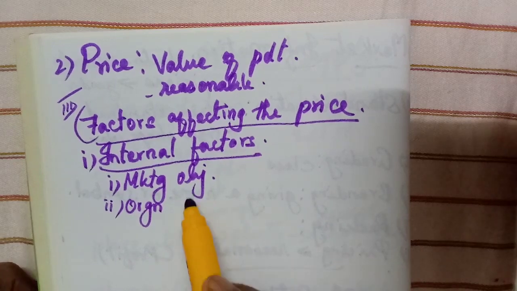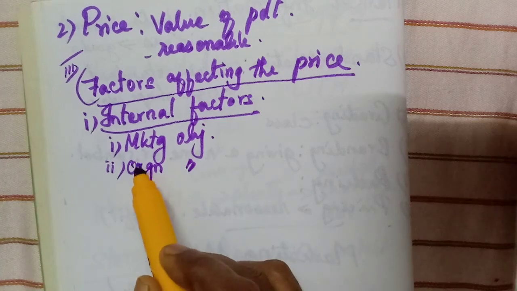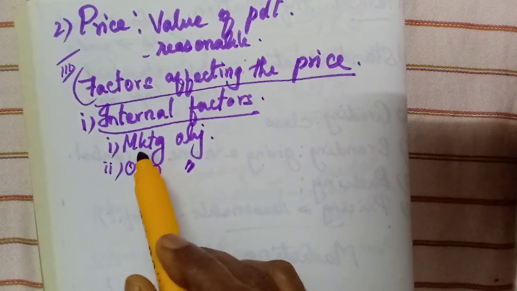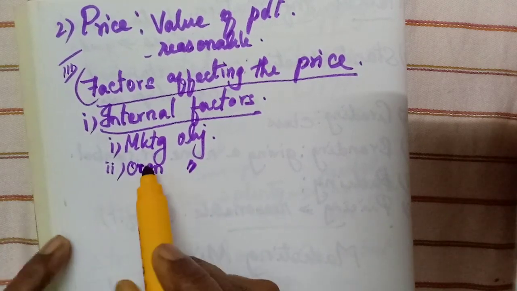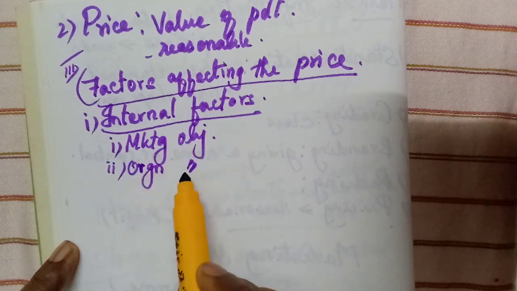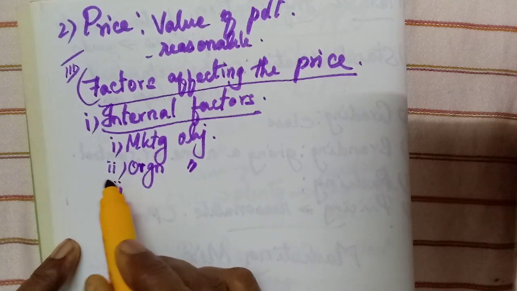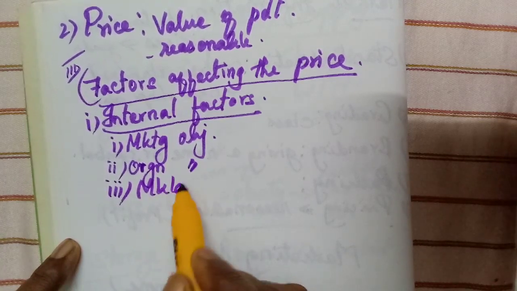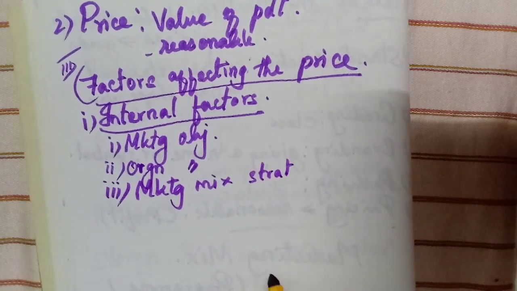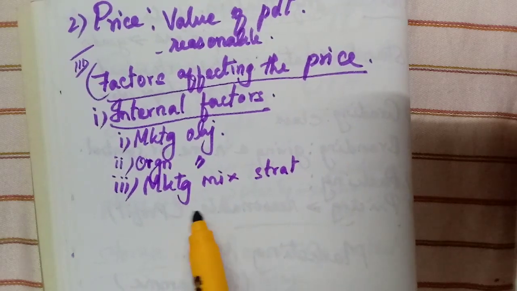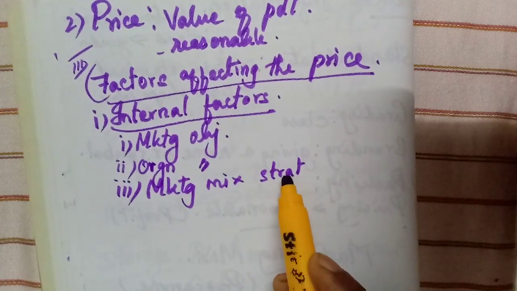This will affect the pricing of a product. If the organization objective is to earn more profit, then they will charge more for the commodities. So, main marketing objectives and organization objectives. Then marketing mix strategy. Marketing mix consists of 4 variables, isn't it? So they will consider the other variables also. That is the marketing mix strategy.